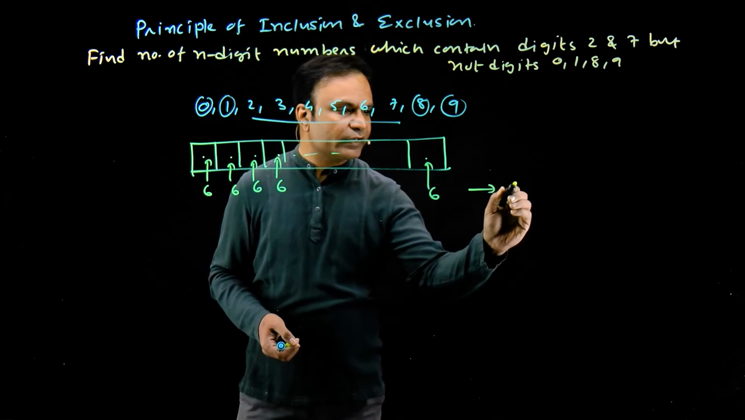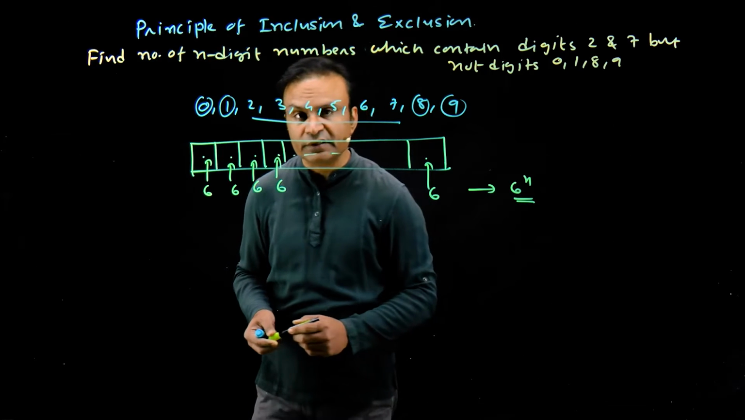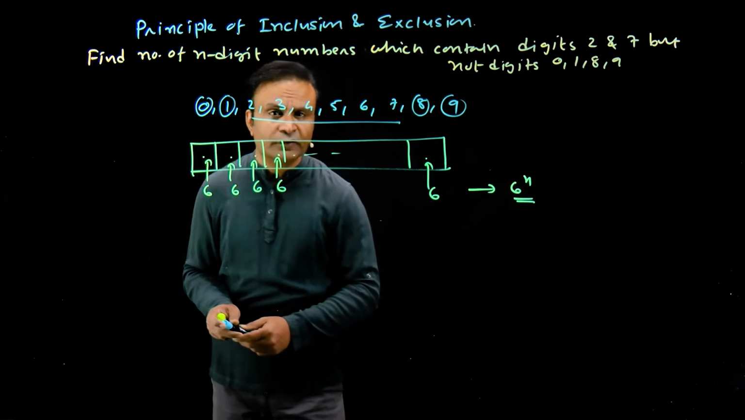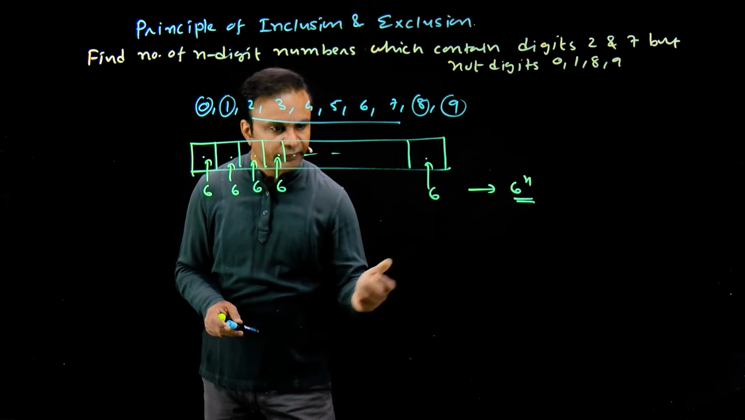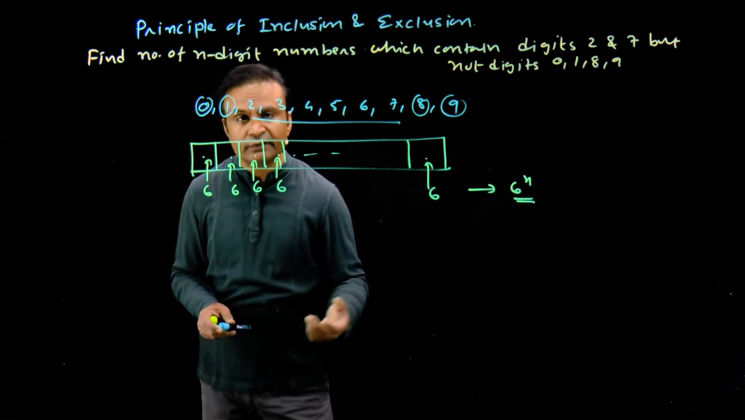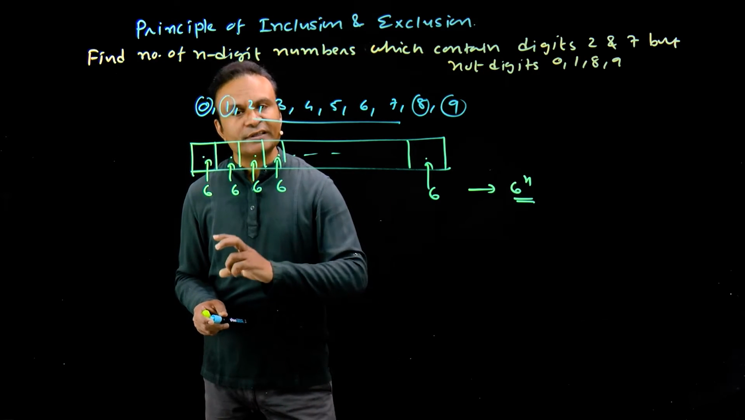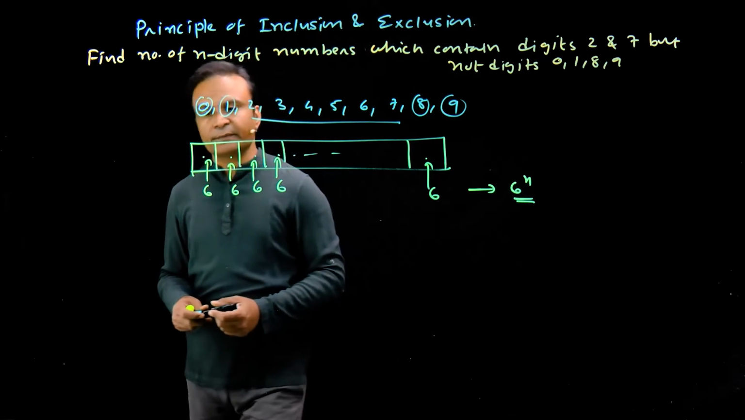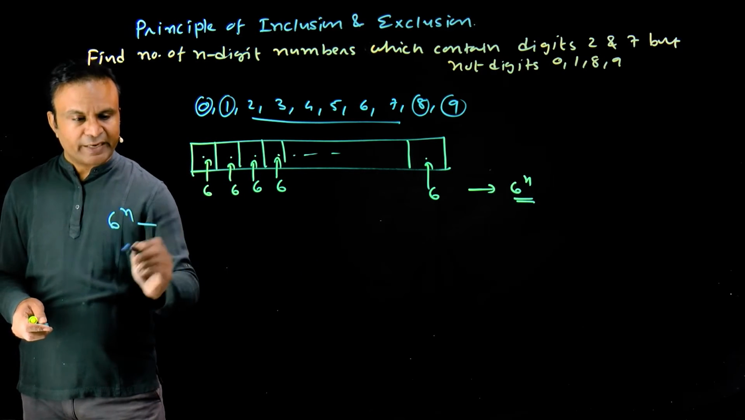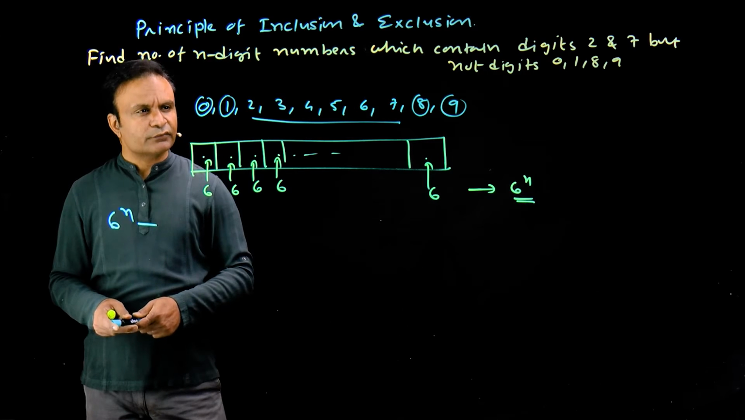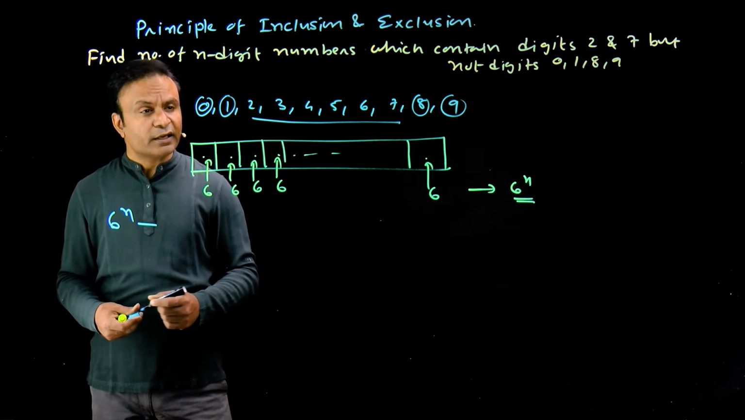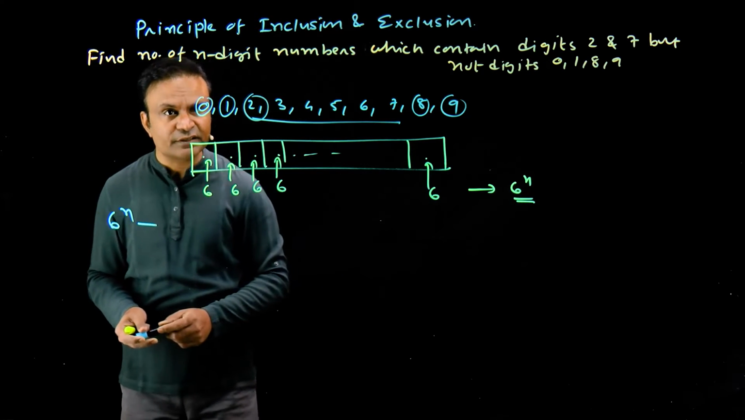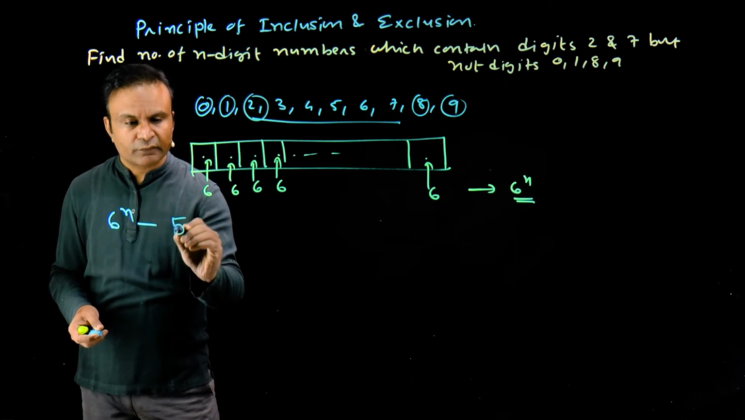So total number of ways are 6 power n. These are number of numbers when there is no restriction. But in these 6 power n numbers, there will be some numbers having no 2, there will be some numbers having no 7, there will be some numbers having no 2 and 7 both. So we will be subtracting those cases from 6 power n. So we have 6 power n minus. Now let's first find numbers which do not contain digit 2. अगर नंबर में digit 2 नहीं आएगा तो कितने digits बचेंगे हमारे पास? सिर्फ 5 digits. At that time number of numbers will be 5 power n.